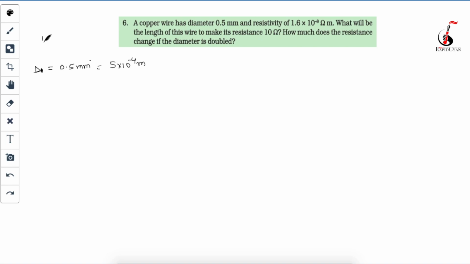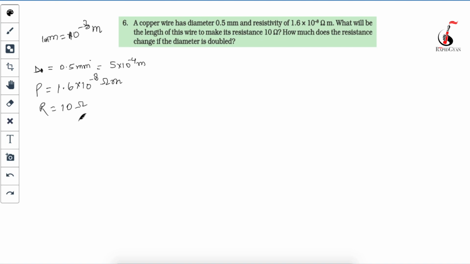In 1 millimeter there is 10 to the power minus 3 meter. So what I have done, I have just multiplied this with 10 to the power minus 3, and the decimal will shift, so this will become 5 into 10 to the power minus 4 meter. Okay. Resistivity is given: 1.6 into 10 to the power minus 8 ohm meter. What will be the length when the resistance is given? Resistance is given, your 10 ohm.